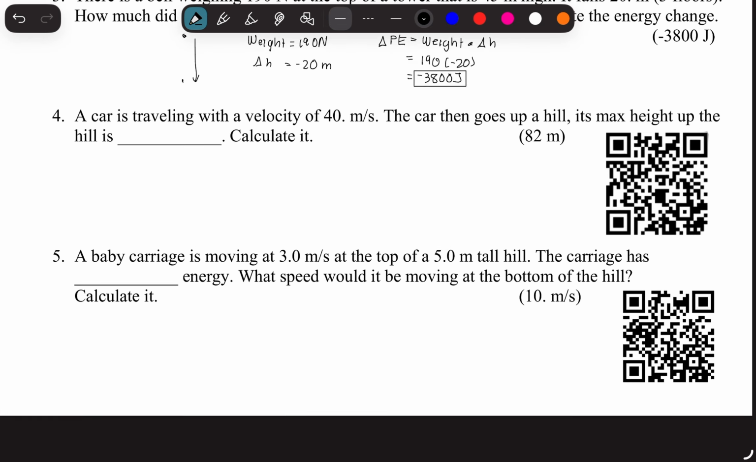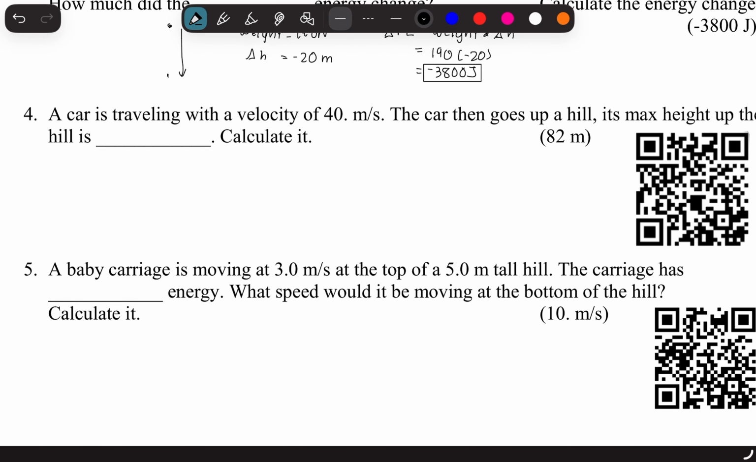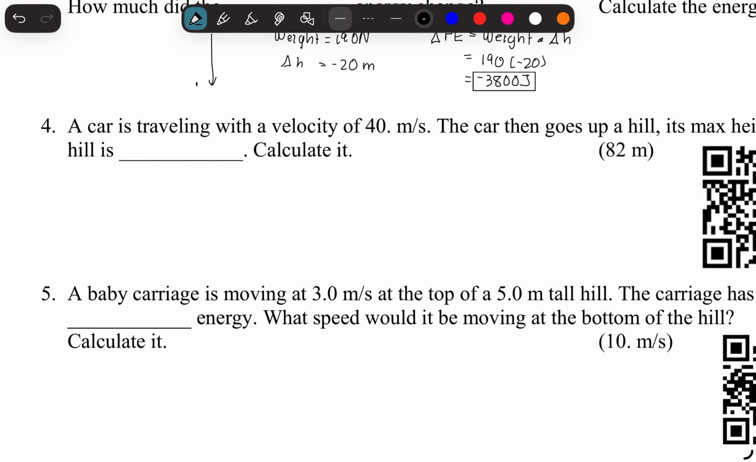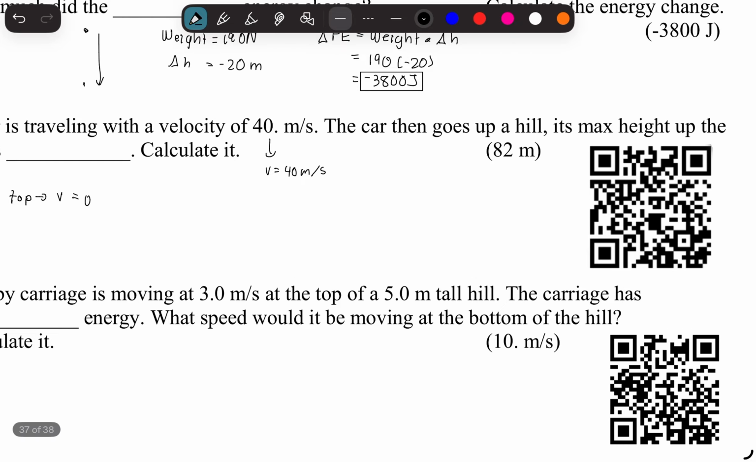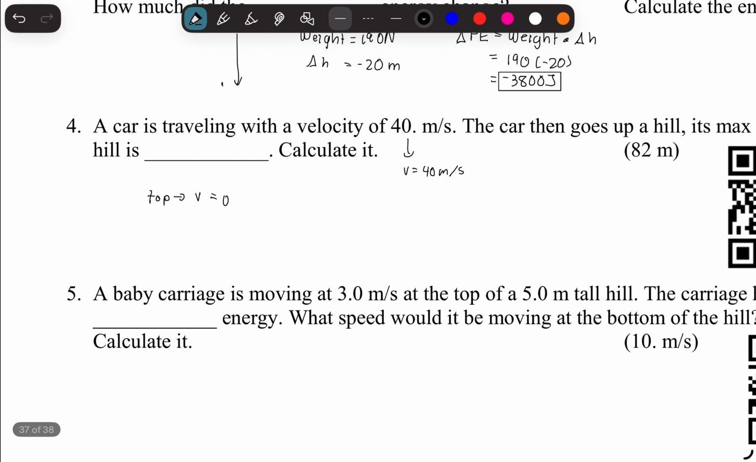A car is traveling with a velocity of 40 meters per second. The car goes up a hill and its max height up the hill is a blank. Calculate it. So we know that this is its velocity. And we know that at the top, your velocity becomes equal to 0. So that means all your kinetic energy has converted into potential energy. So you can say, and it mentions nothing about friction, so we don't have to worry about that. Therefore, we can just set them equal to each other, 1/2.